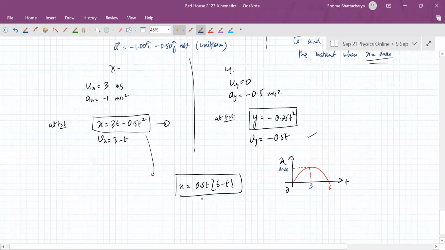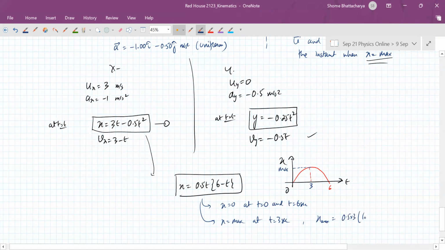So from this we can understand that x is equal to 0 at t equal to 0 and t equal to 6 seconds, and x is equal to its maximum at t equal to 3 seconds. So you can even find the x's maximum value. The maximum x coordinate that it reaches is 4.5 meters.